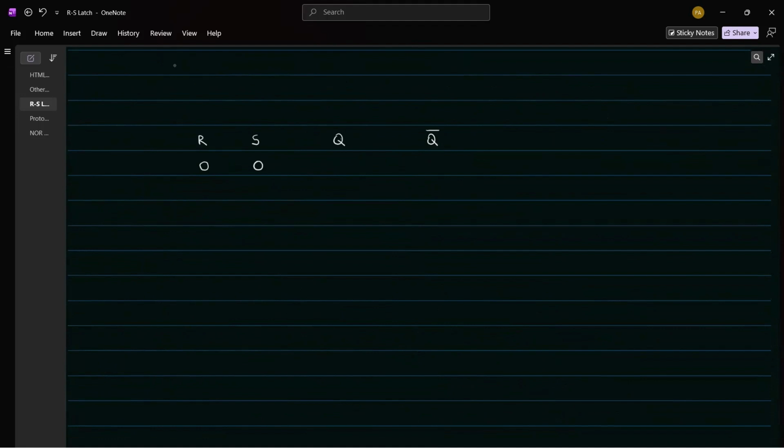When R is equal to 0 and S is equal to 0, it will be the same thing it was the moment before, so we can say previous. If Q was 1, it will keep being 1, and if Q bar was 0, it will keep being 0. That's the idea. When reset is equal to 0 and set is equal to 1, Q becomes 1. So since Q is equal to 1, Q bar should be 0. Similarly, when R is equal to 1 and S is equal to 0, Q should become 0, so Q bar will become 1. Opposite of this.